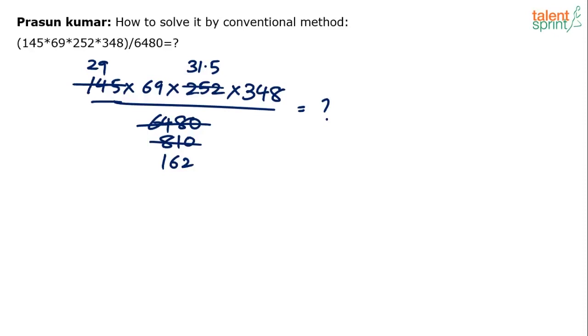Yeah, just continue doing that. I think that's the way. I don't see any other common factor there. 5 goes 29 times, 5 goes 162 times. Yeah, 162. What do you want to divide with? Either divide.